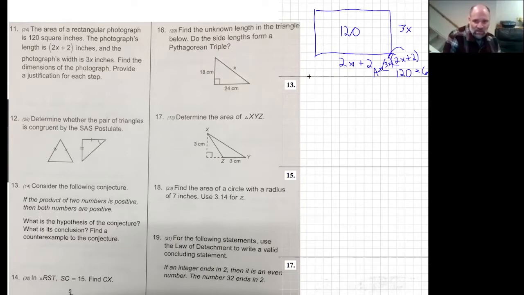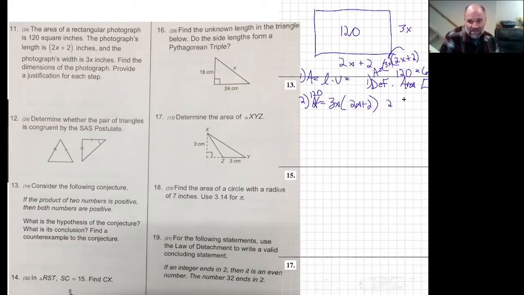But basically, when you say area, first thing, area equals length times width. That is definition of the area of a parallelogram, or you can just say area of a rectangle. So that's step 1. Step 2, area equals 3x times 2x plus 2, or 120 equals 3x times 2x plus 2. All you're doing is substituting in your variables. So what's the reason for that? Substitution. Subst prop. Number 3, you're just simplifying that. So 120 equals 6x squared plus 6x.